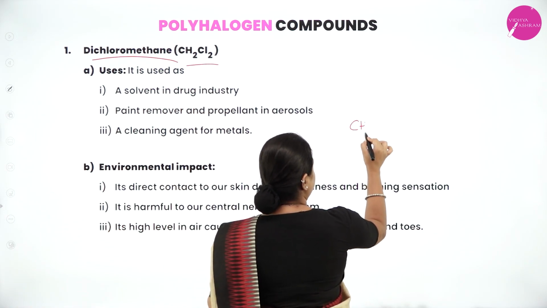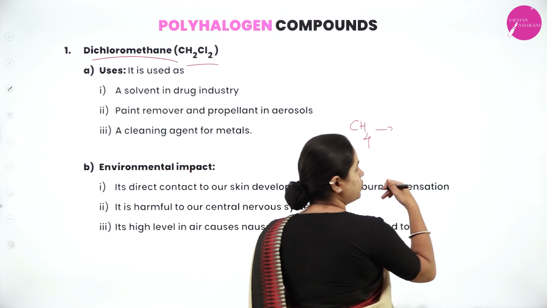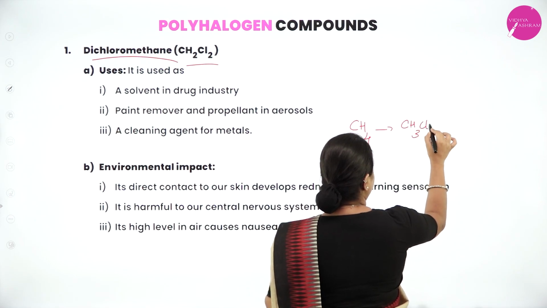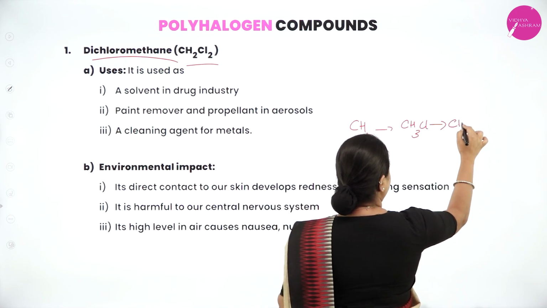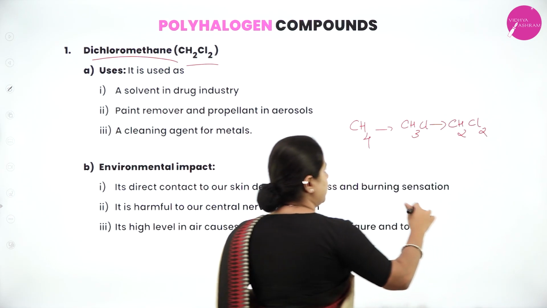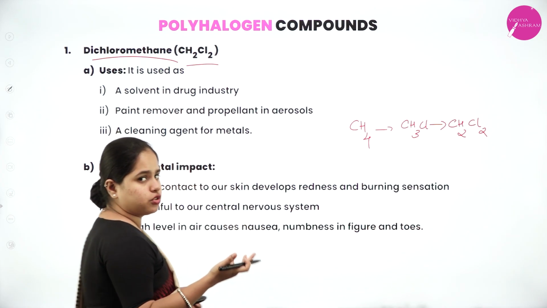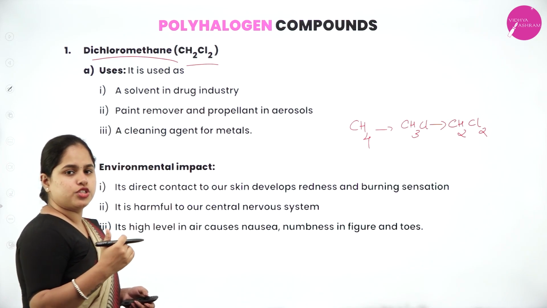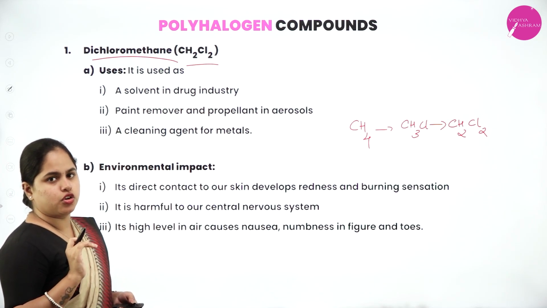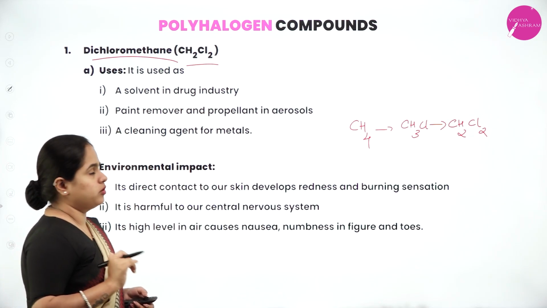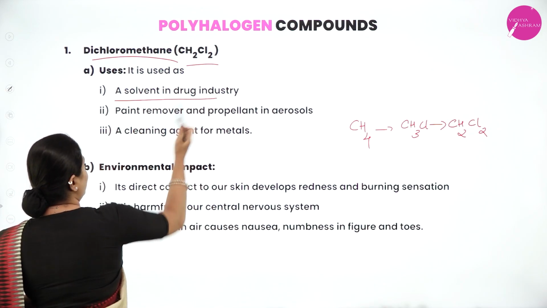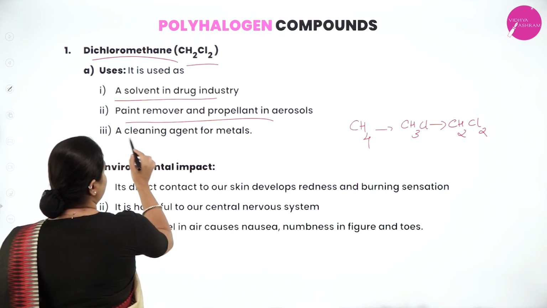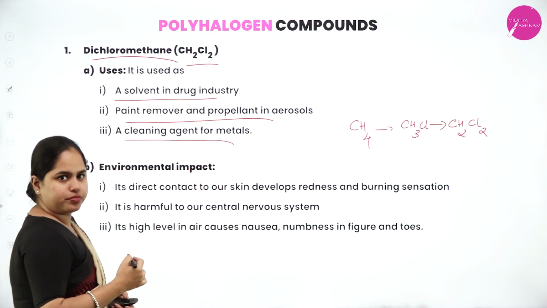From methane, if we substitute one chlorine atom, you will get CH3Cl. Then if you replace one more, you get CH2Cl2, which is called dichloromethane. What we are going to study here are the uses and the importance of each of these polyhalogen compounds. It is used as a solvent in the drug industry, as a paint remover, as a propellant in aerosols, and as a cleaning agent for metals.